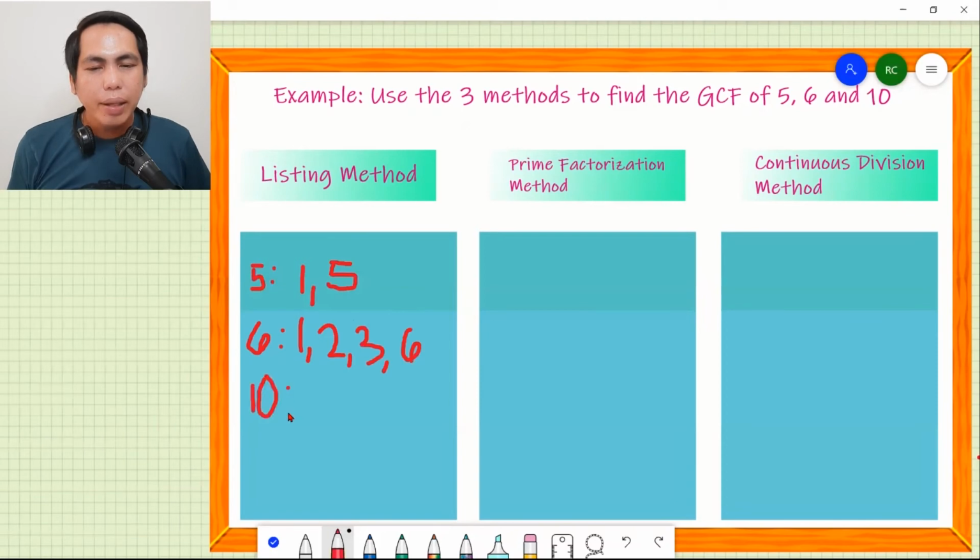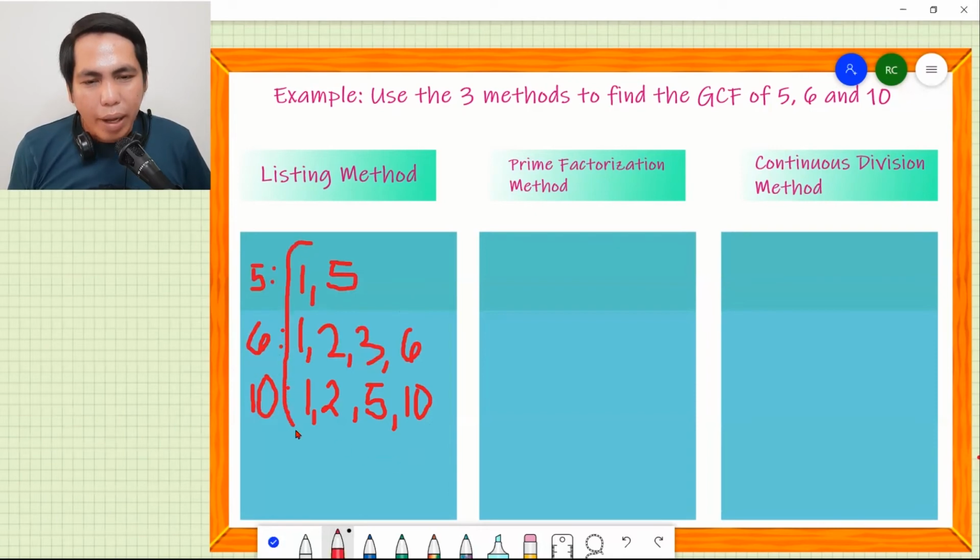For 10, aside from 1 and 10, we can also use 2 and 5. So the factors of 10 are 1, 2, 5, and 10. So if we look at our factors for 5, 6, and 10, we only have 1 as the common factor of the 3 numbers because 2 is only common to both 6 and 10, while 5 is only common to 5 and 10. So therefore, the GCF is 1.